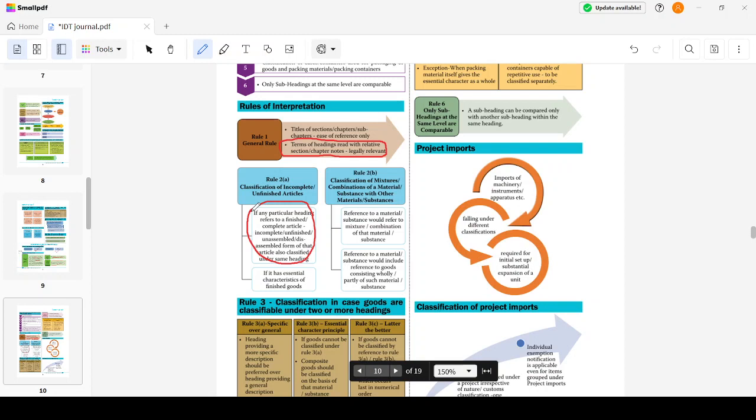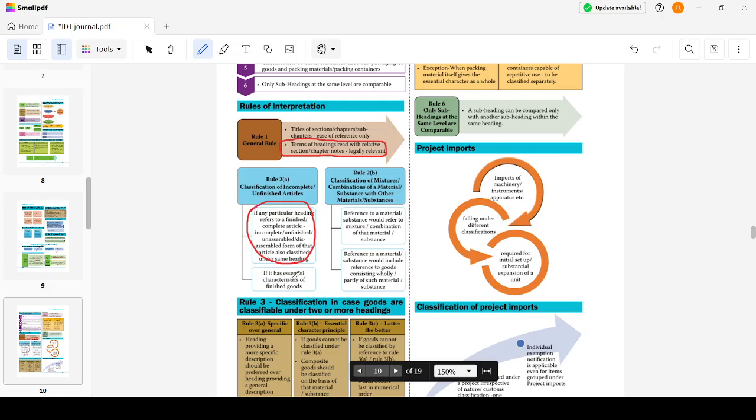Okay, so it is an unfinished product. So there is no specific tariff for the unfinished product. Then what to do? I have to refer to the section which contains the particular heading that provides for the completed article. What is that with respect to wooden chairs, or wooden tables? That particular heading I have to refer to.